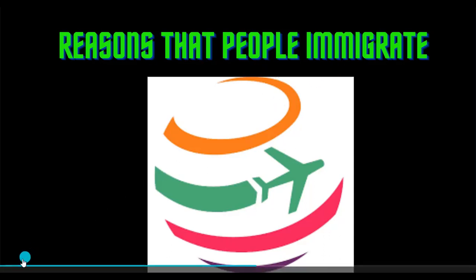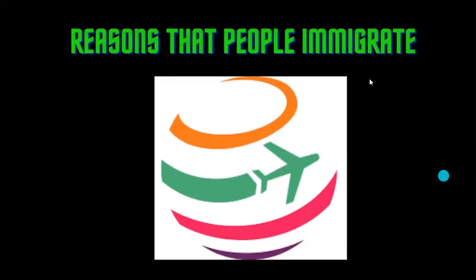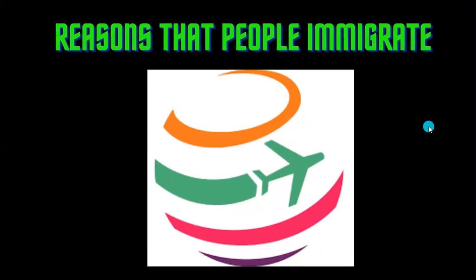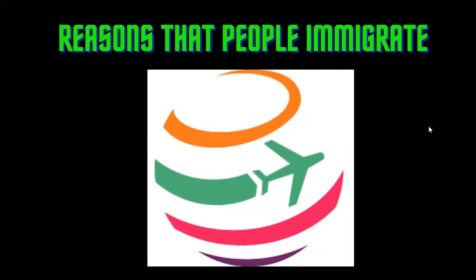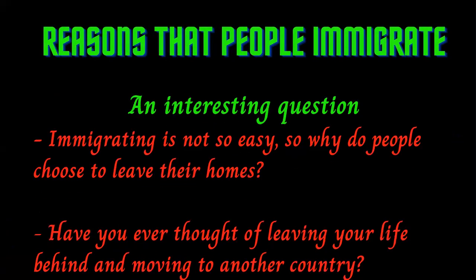Okay, now I will use these five. Do you see here? I will use these five types of hooks on this topic. Why? Just to show you how you can hook the reader if you have a topic like this. Let's start. Reasons that people immigrate.